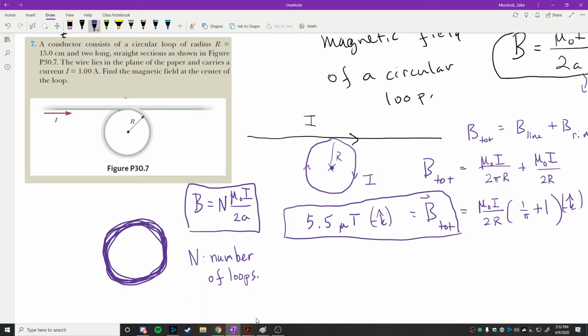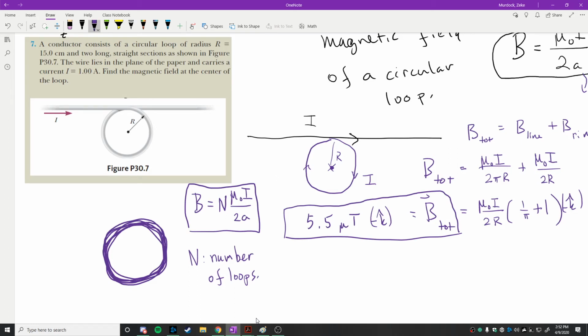The number of loops determines how strong the field is. The more loops, the bigger the field. You have 2 loops, you get a certain field. You put 100 loops in there, you get 50 times as much field, right? Does that make sense to you guys? That's how you produce really strong magnetism.